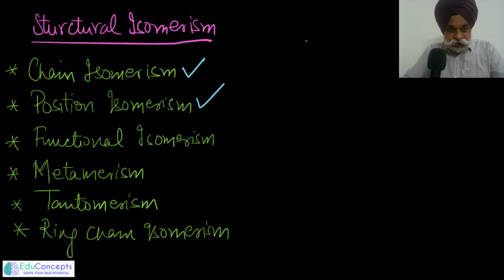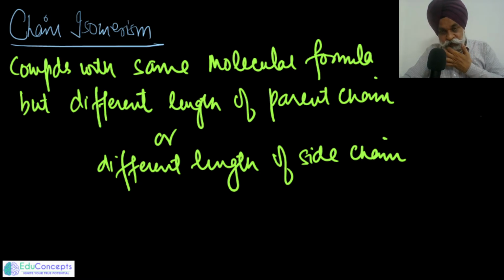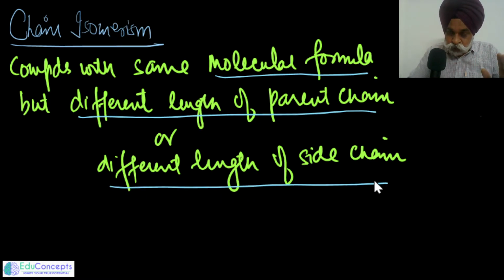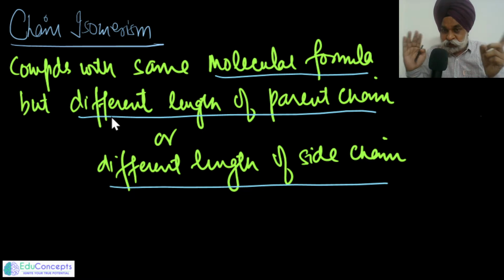So when we talk of chain isomerism, chain isomers are isomers where the molecular formula is the same, obviously because they are isomers, but the length of the parent chain or side chain is different. Make it a point that this classification is always with respect to the one being asked in the paper. So two, three or four isomers are called chain isomers of each other when the length of the parent chain or the side chain is different, keeping the position of the functional group the same.